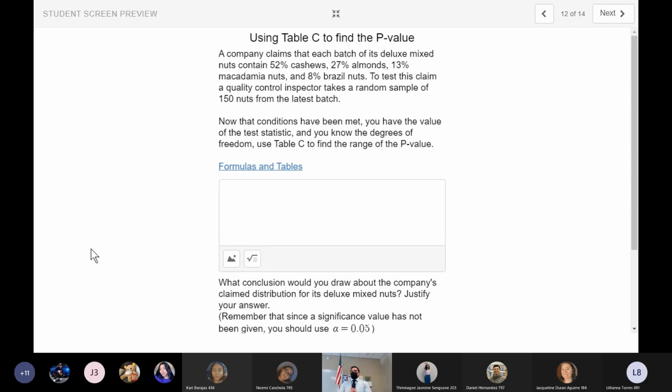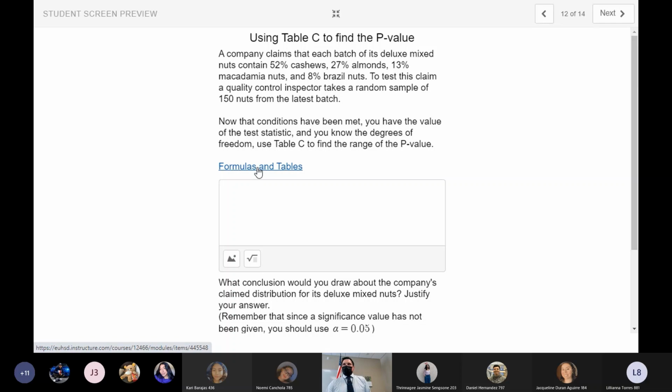Next, we're going to use table C and find the p-value and make a conclusion about this context. Now that conditions have been met, we have the value of the test statistic, and we know the degrees of freedom. We're going to use table C to find the range of the p-value. Right? And to do that, we have a link here to our formulas and tables. Table C is the last table available in our formulas and tables list. Right? It is the chi-squared table.